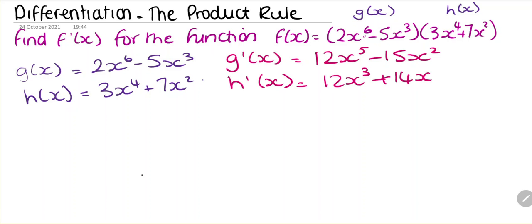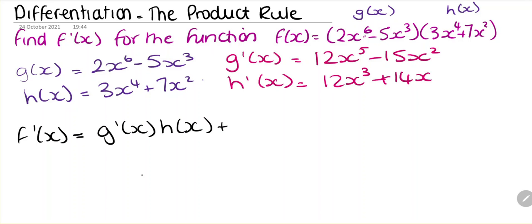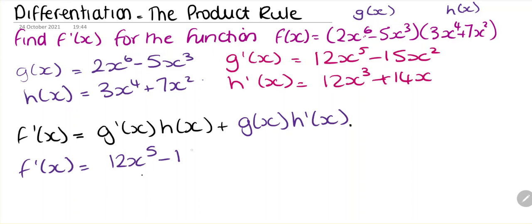So the product rule tells me that to find the derivative of f, I'm going to do the derivative of g multiplied by h of x. And then this is going to be plus g multiplied by the derivative of h. Right, so what do we have for the derivative of g? We have 12x^5 minus 15x squared.